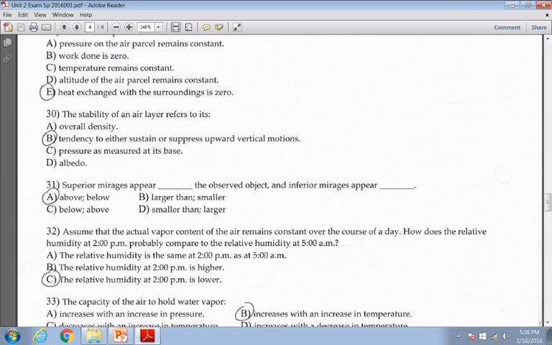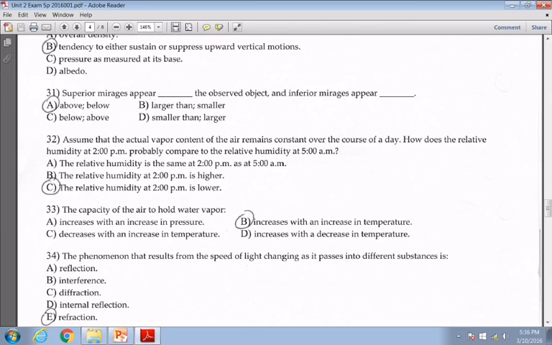32 is kind of like a homework question. When would you want to water your lawn? As it turns out, even though it feels the most muggy around noon, as long as there hasn't been any more water vapor added, the amount of water that the air can hold at the warmer temperature is increased. So actually we have a lower humidity there.